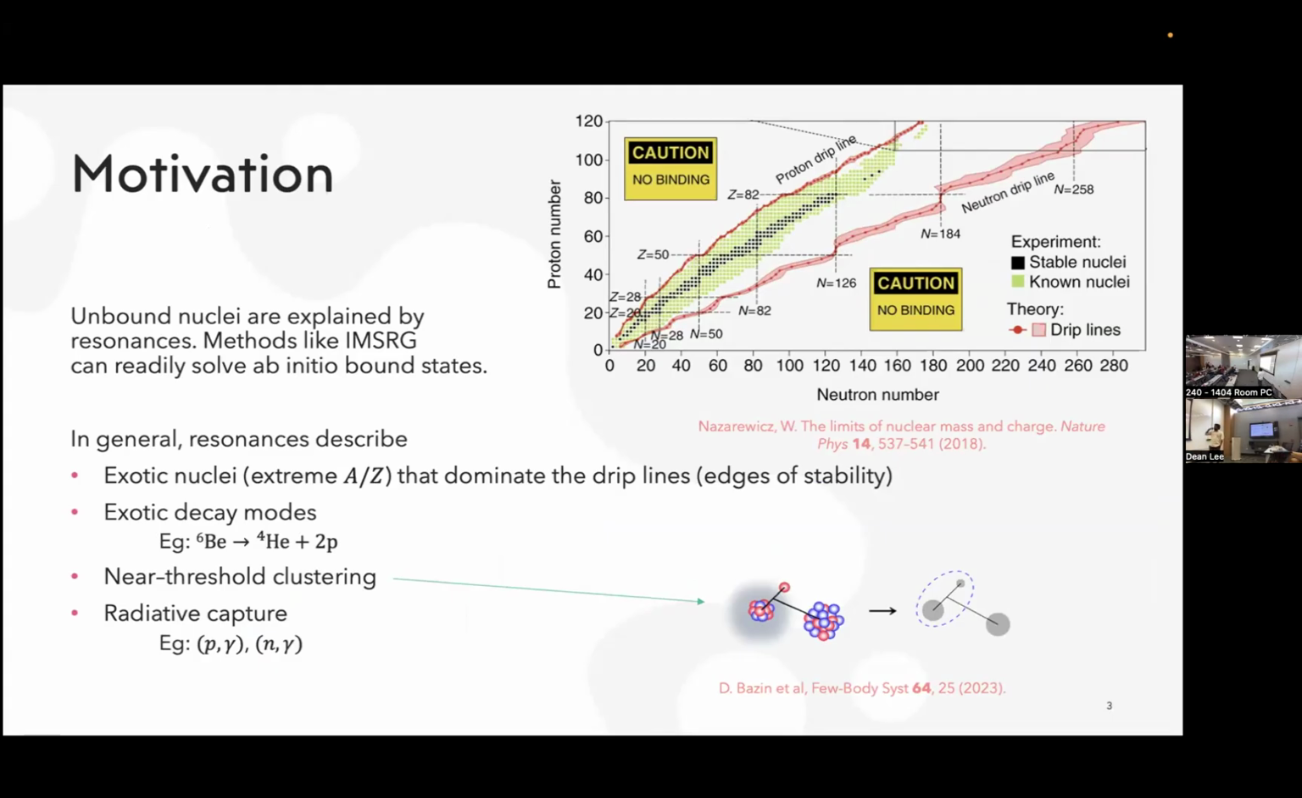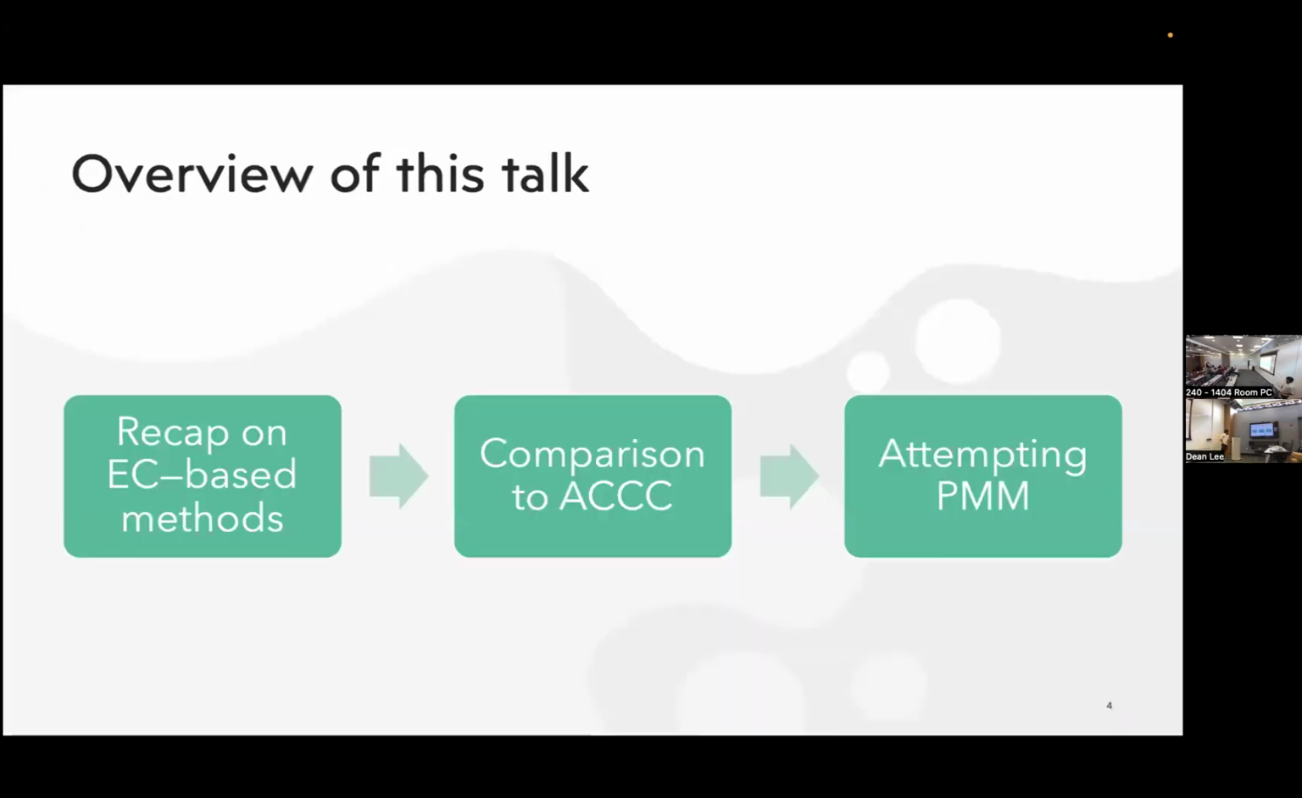Resonances are important to describe nuclei, their decay modes, and there are different phenomena related to them, like near-threshold clustering, and radiative capture is very important in astrophysics. So we want to understand all this stuff. The overview of this talk: I'll give you a quick recap of the things I've already talked about, then a comparison to something called ACCC. And then finally, I will show you one of my naive attempts at PMM, since everybody seems to like that.